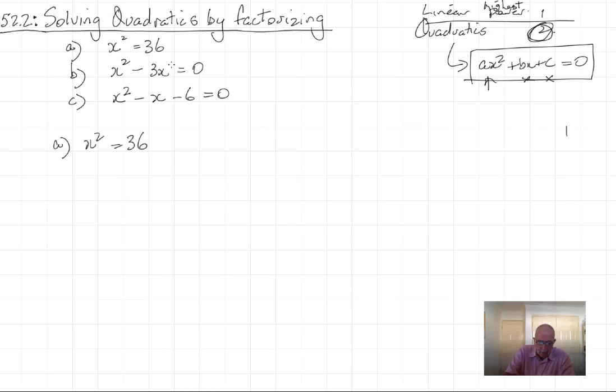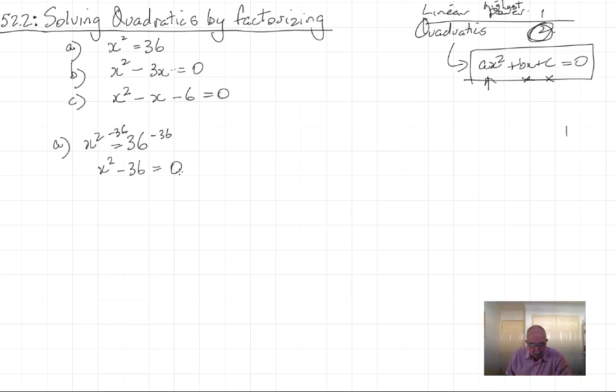So here we've got c is equal to 0 in this B example, and here we've got all three, so that fulfills the general one. But this is still a quadratic. So what we've got to do is get that 36 over to the other side. So we take 36 from both sides, and we get x squared minus 36 equals 0.